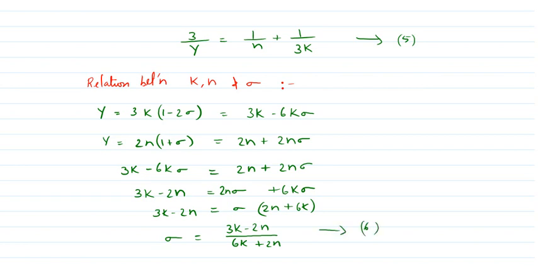And now we have got all the relations between Y, K, sigma, Y, N, sigma, K, N, sigma, and Y, K and N. These are the 4 main equations that we got from this session. The questions mainly asked from this session are based on deriving the relation between the elastic constants. Otherwise they will ask some problems based on this session.